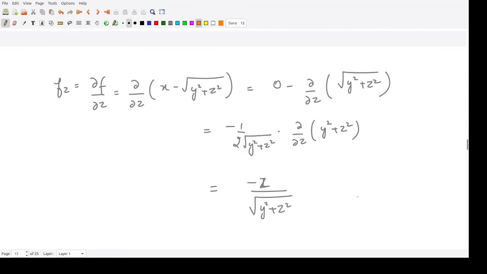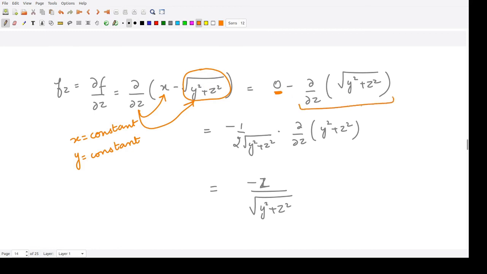And then we will calculate the partial derivative of f with respect to z. Here we will treat x as constant and y as constant. So when you treat both x and y as constants, the partial derivative of x with respect to z would be equal to 0, and the partial derivative of this whole quantity with respect to z would be as such, and then we'll calculate what its derivative is.